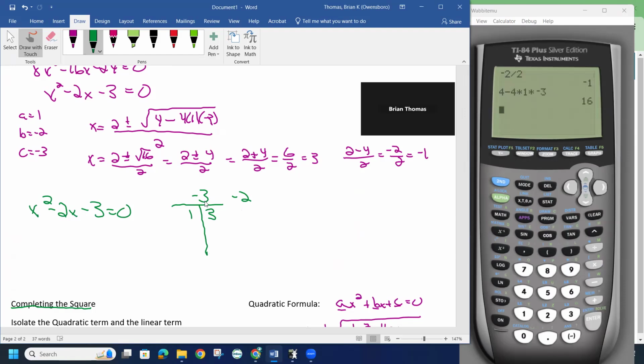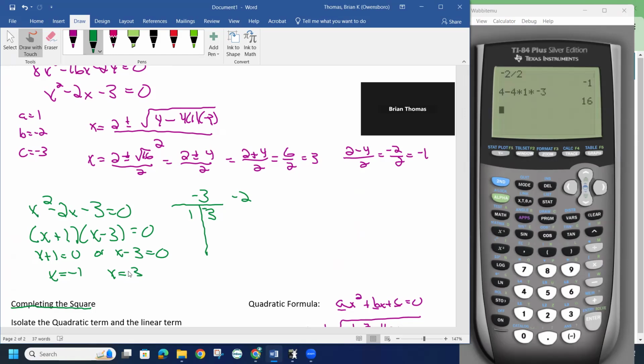1 times 3 does give me this 3, but notice how I need a -2, though. Looks like the bigger number's got to be negative. So notice that 1 times -3 does give me -3, and 1 plus -3 does give me -2. So actually, this problem is factorable. So I could say x plus 1 times x minus 3 is equal to 0. And then I could actually set each factor equal to 0. X plus 1 would have to equal 0, or x minus 3 would have to equal 0. So notice that x would equal -1, x would equal 3.